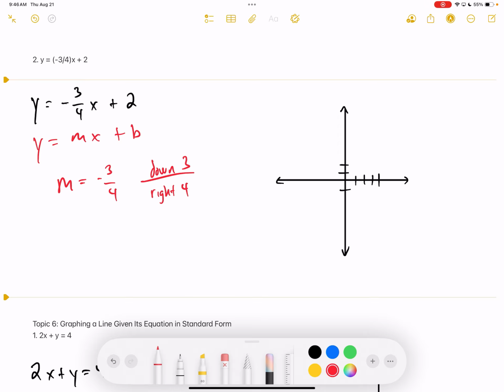Notice the number on the bottom never changes. Always go to the right. The top number changes, because if it's positive, you go up. If it's negative, you go down. But the bottom number always tells you to go to the right.